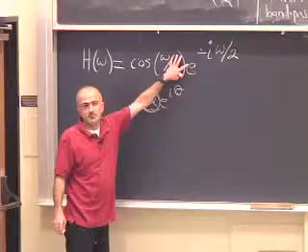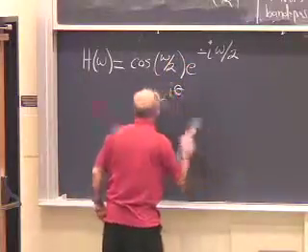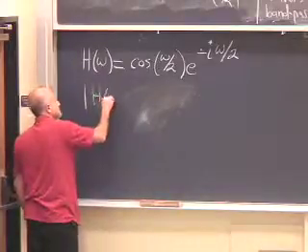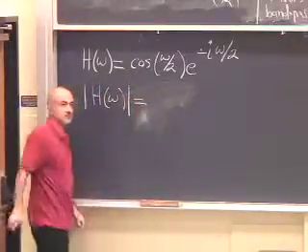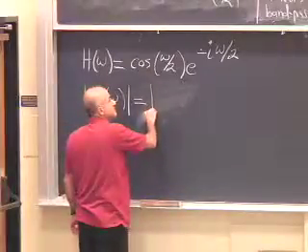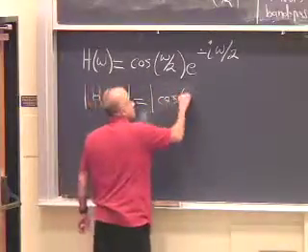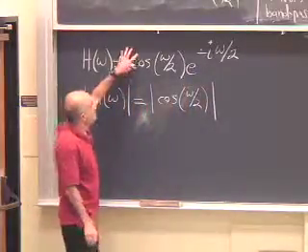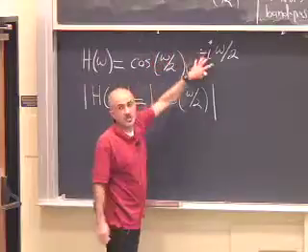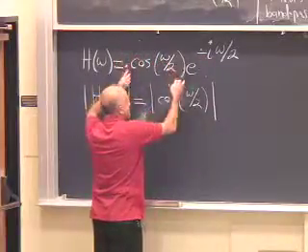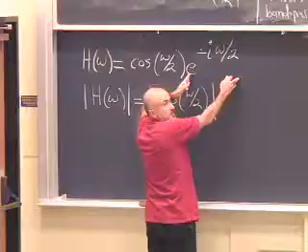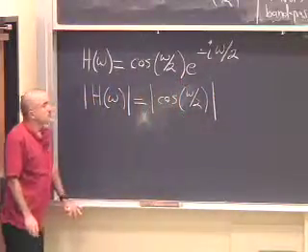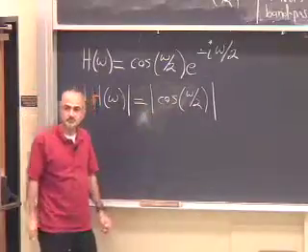Cosine can go negative. So, strictly speaking, the magnitude of h is what? Absolute value of the? What happens to the complex exponential? It's 1. Right? Magnitude of a product is the product of the magnitudes. So you've got the magnitude of the cosine times the magnitude of this complex exponential, and we know that's 1. Well, why don't you plot this for me?